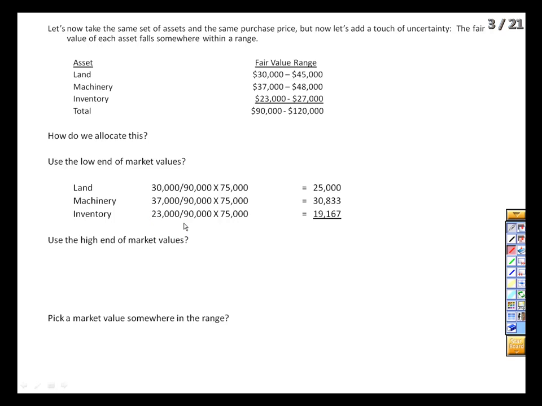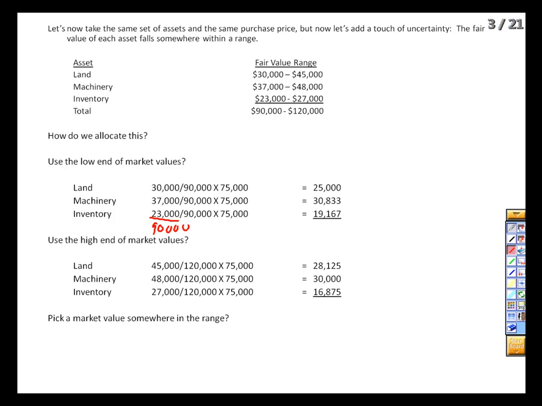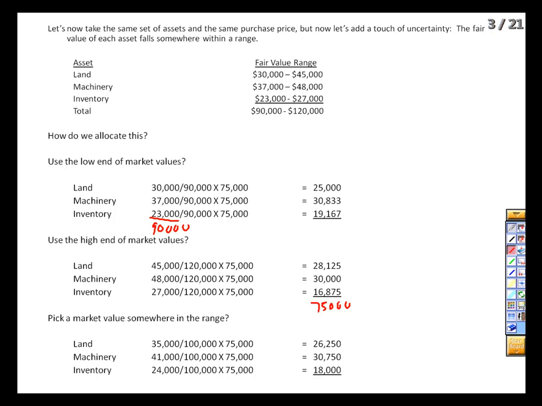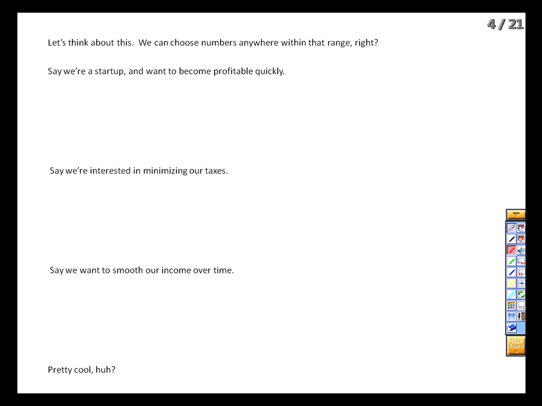We could use perhaps the high end of the market values, and that would yield a different set of numbers. Again, we're still just allocating $75,000, not creating any asset value, only changing the way we do the allocation. Or we could pick something anywhere in the middle. I just randomly picked some, and here are the numbers we would get from those choices. Again, those sum to $75,000. So with that in mind, let's see if we can't do some fun stuff. We can use a number anywhere within there, right? These are all legitimate estimates. We're not fudging things here.